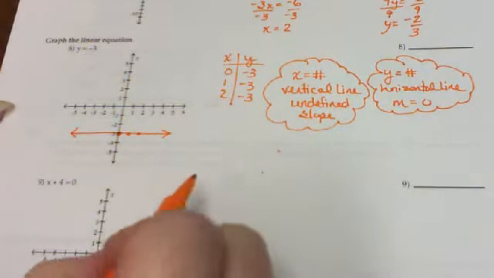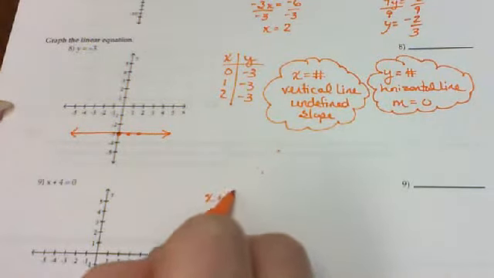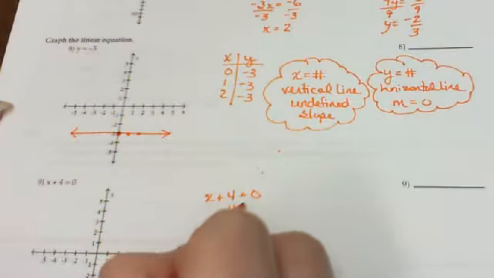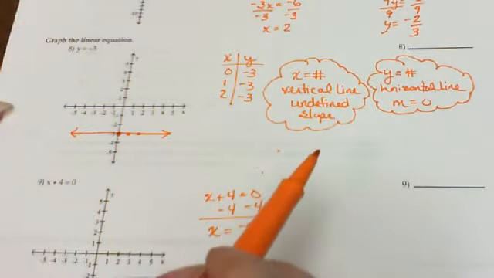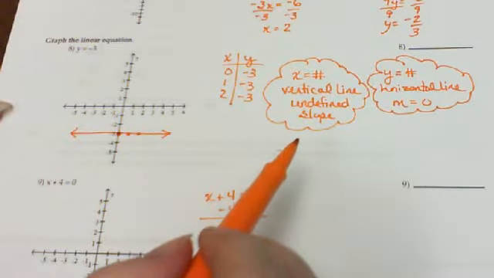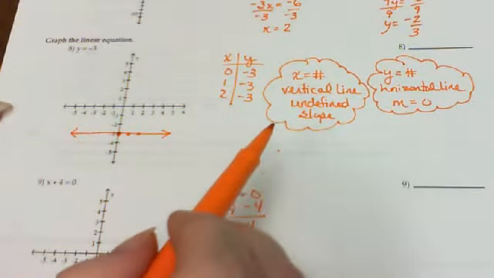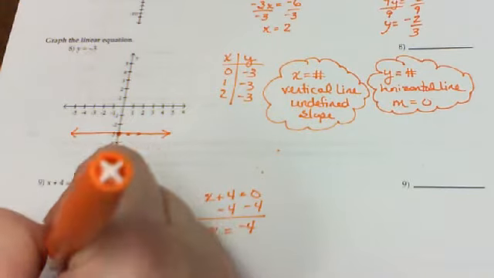So for this one, we have x plus 4 is equal to 0. It's true that there is no y, but we have to solve for x first. So I'm going to subtract 4 from both sides to get that x is actually equal to negative 4. Now, using the information from up here, we can see that must be a vertical line, which means it has an undefined slope. So I go to where x is negative 4, which is right here, and I draw my vertical line.